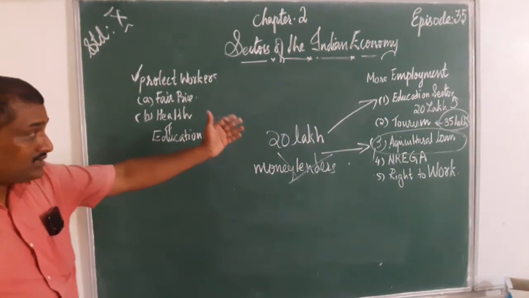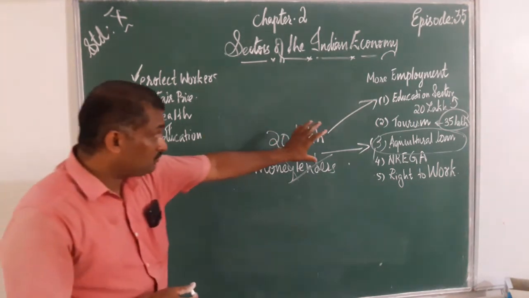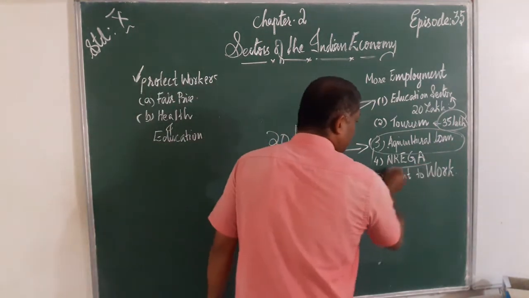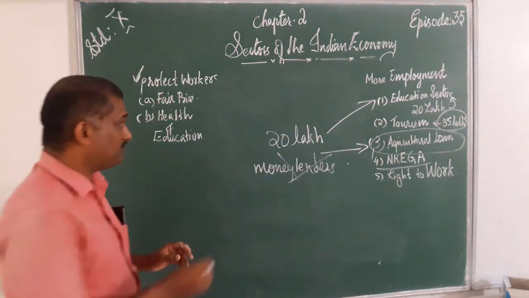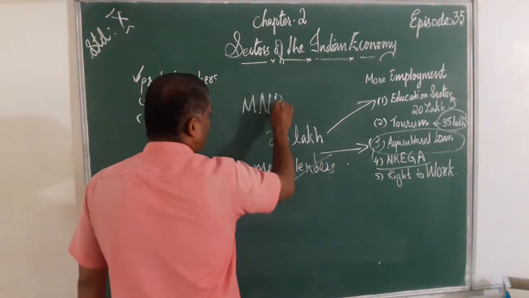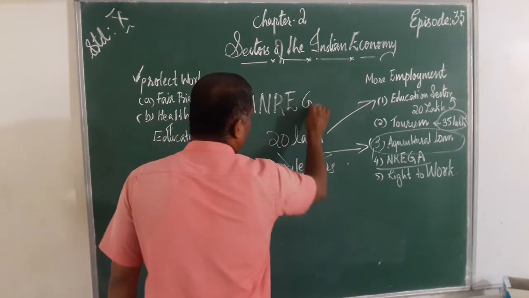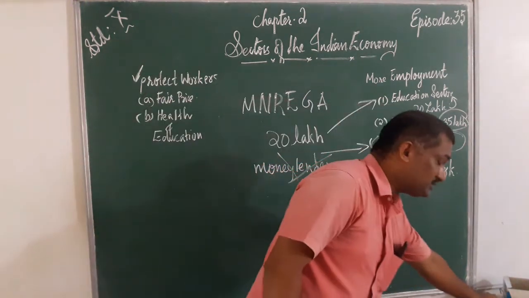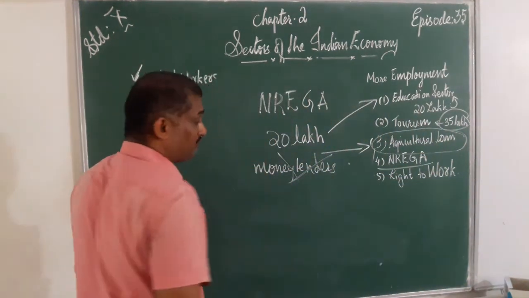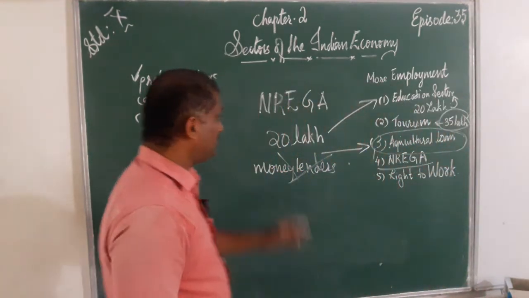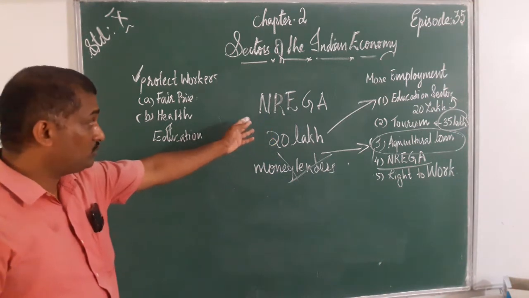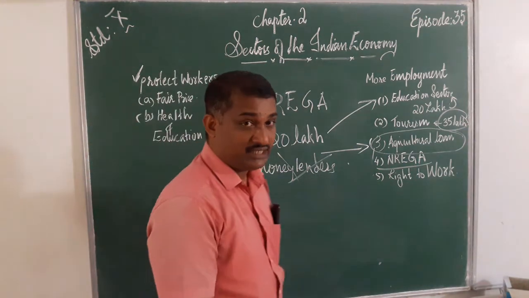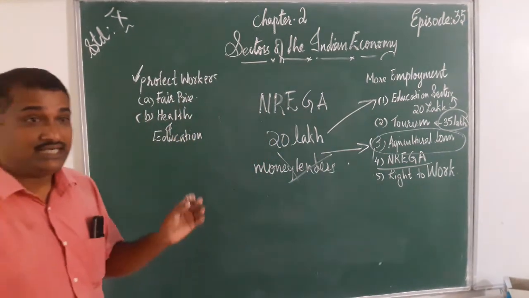So you know that the government is ready to help these people, to give them jobs, and a job guarantee is given to them. For that the government is providing the National Rural Employment Guarantee, otherwise we can call it MNREGA. What is MNREGA? Mahatma Gandhi National Rural Employment Guarantee Act. In the 10th class textbook it is written NREGA, but in other classes it is written MNREGA. Whether MNREGA or NREGA, both are the same. If a question asks what do you know about NREGA, how many days of work will be given, you can write the National Rural Employment Guarantee: 100 days of work for people.